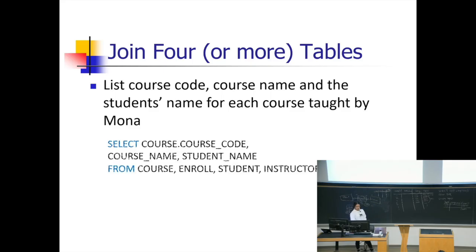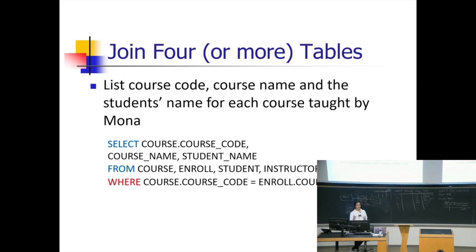Now, again, simple. Whatever the question asks you, you write in the select part. For example, course code, course name, student name. And then you have to figure out which tables contain these columns, right? From course, enrollment table, student and instructor. So these are the 4 tables that we need to join.